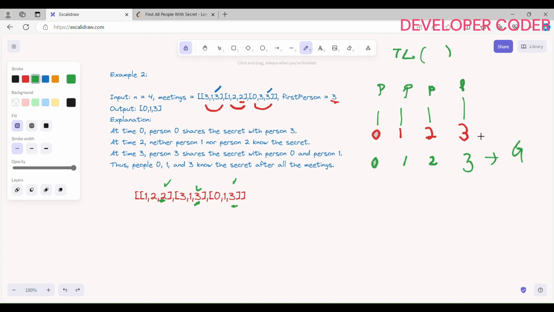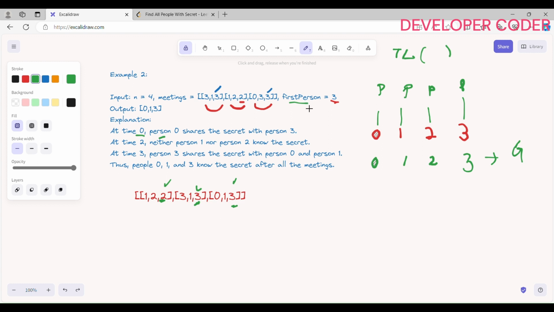Okay, now after that I have initialized each person to be in their own group initially. That is, person 0 is in group 0, person 1 is in group 1, person 2 is in group 2, person 3 is in group 3. And one more thing is clear from our problem: at time 0, person 0 is going to share the secret with the first person.